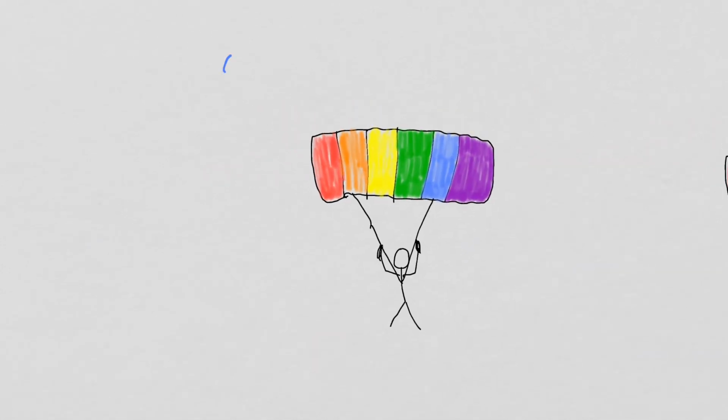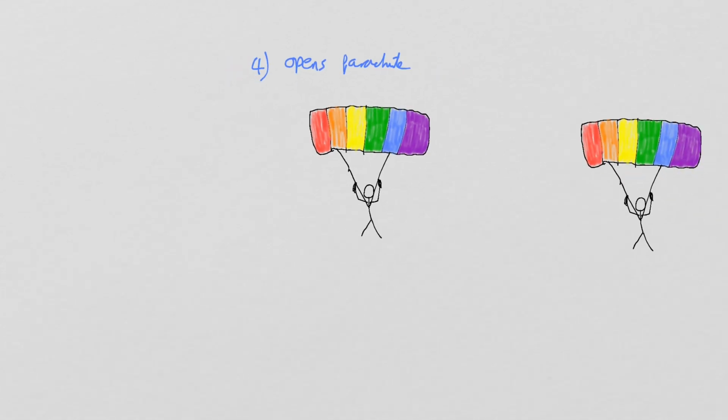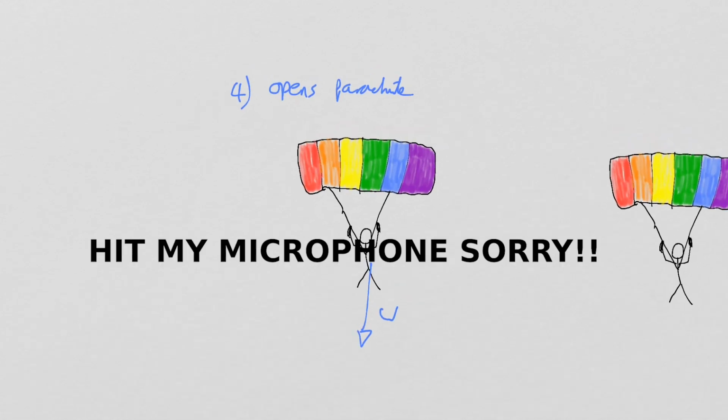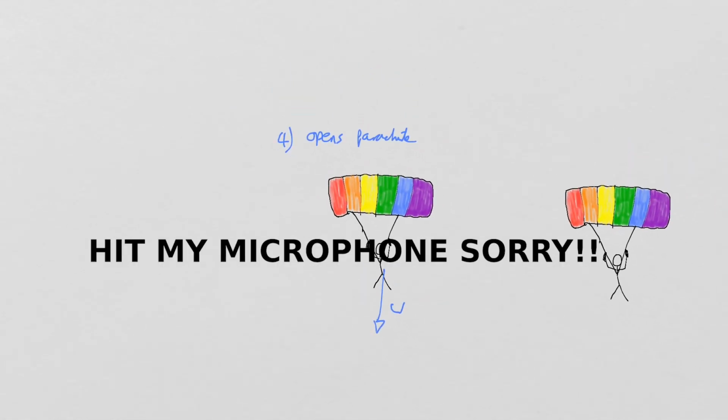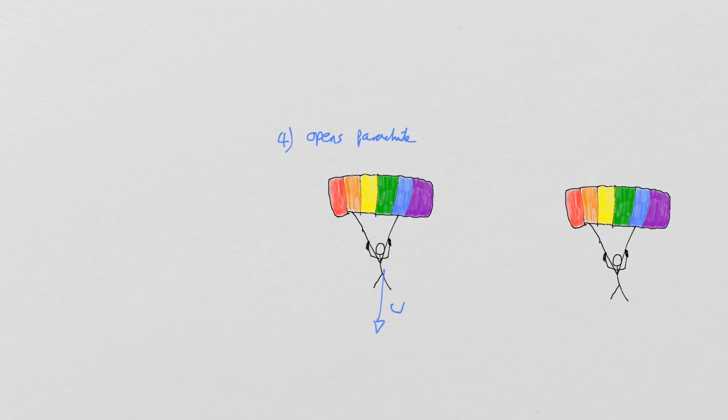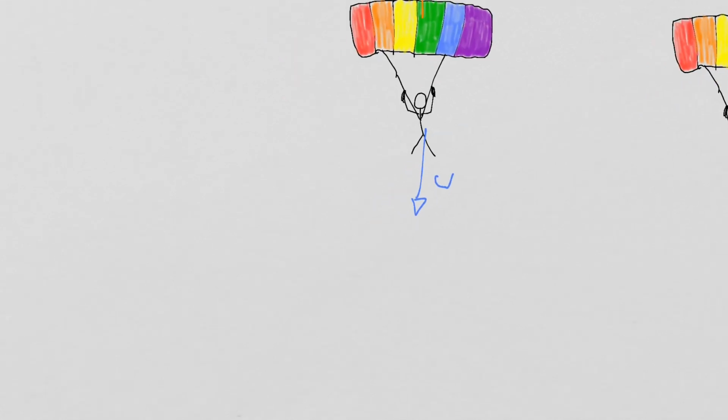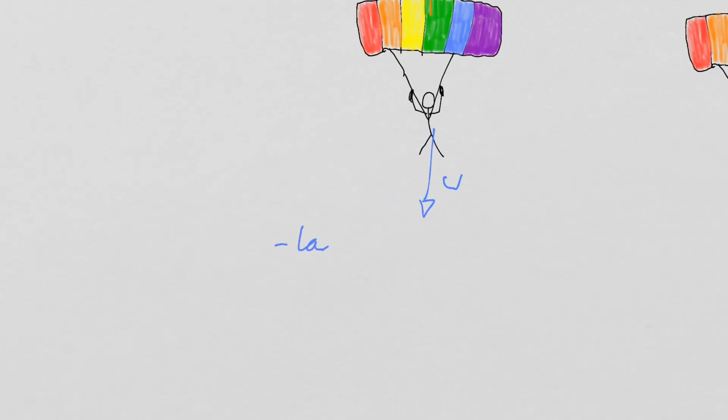So if we go for a fourth step here, he opens his parachute. Okay, so if he opens his parachute, now his force of weight isn't going to change. His force of weight is still going to be downwards, but because he's opened his parachute, he has significantly increased the area over which the air resistance, or the drag, is going to act. So he's significantly increased drag, so we're going to get a huge force of drag here.